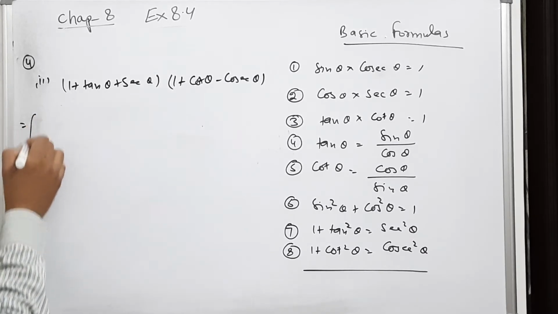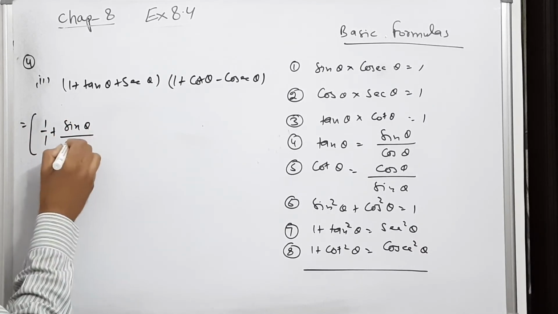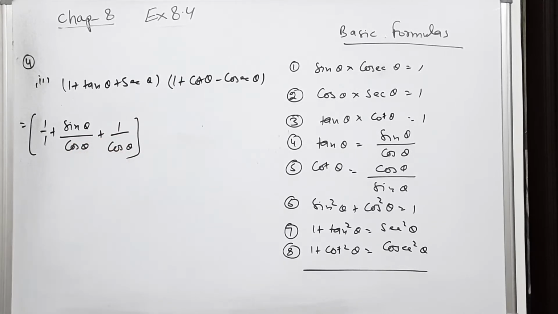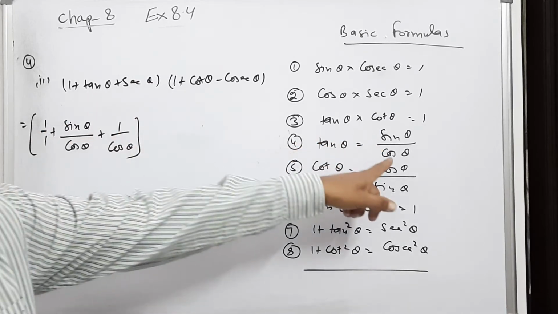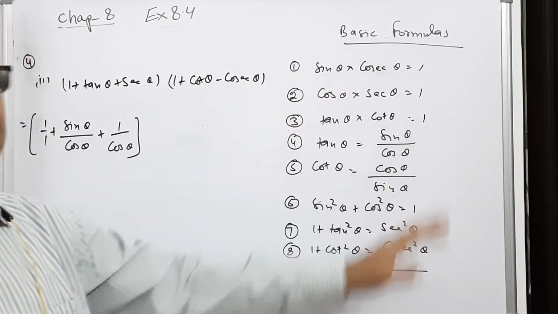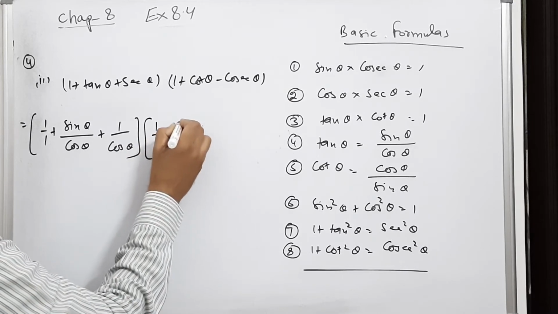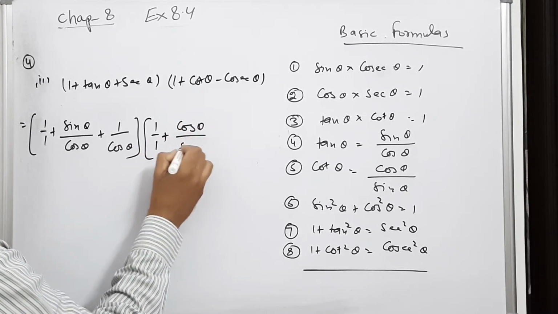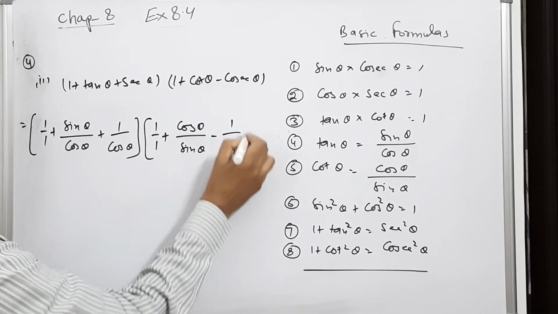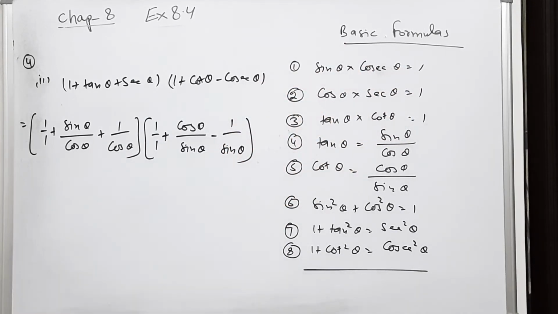You see the expanded form? 1 plus tan theta is sin theta upon cos theta, plus 1 upon cos theta. See, tan theta is this one, sin upon cos. Sec theta is, this is sec theta, so cos will be transferred that side. Then 1 plus cot theta is cos theta upon sin theta minus 1 upon sin theta. See, cosec theta is 1 upon sin theta.